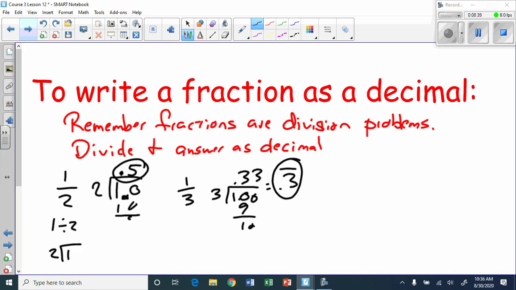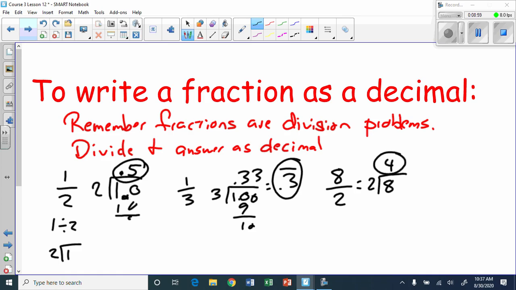Or we might have something like 8 divided by 2. As I look at 8, 8 divided by 2, 8 halves. 8 divided by 2 is 4. That's a whole number. But that's what that fraction equals.